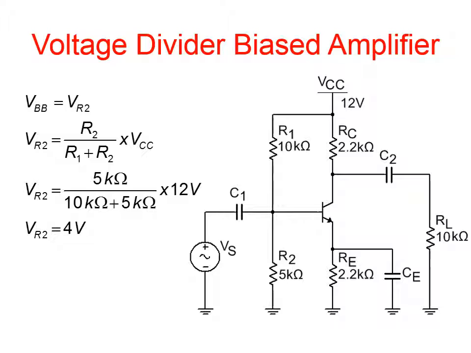So moving on, let's talk about voltage divider biased amplifiers. In this kind of situation, it looks a little bit different because you have a voltage divider set up, R1 and R2, feeding into the base. So you can find the voltage at the base. You can use the voltage divider rule, R2 divided by the sum R1 plus R2 times VCC. You get 4 volts for the voltage across R2.